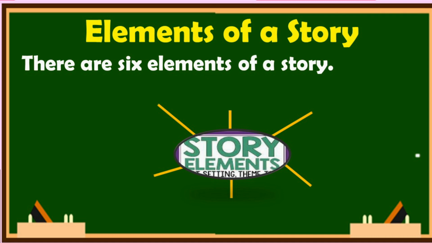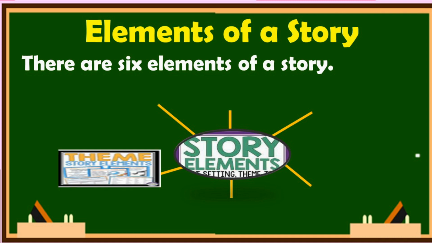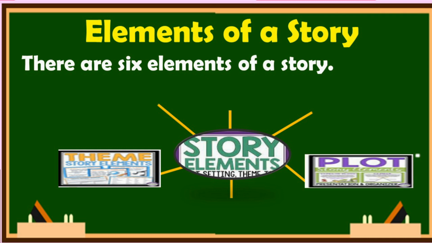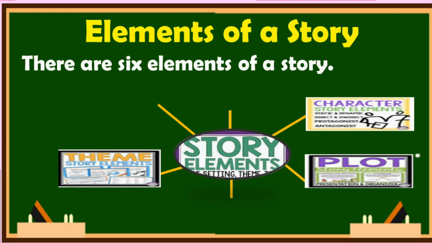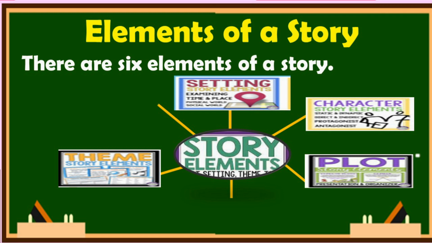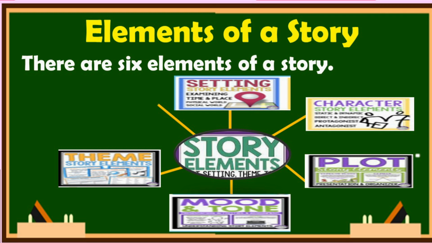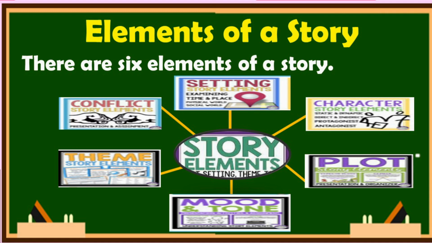There are 6 elements of the story. The first one is theme. We have also plot, character. We have also setting, mood, and conflict.